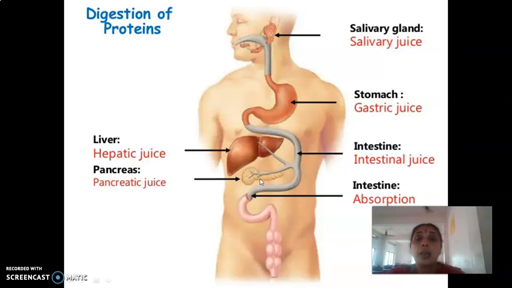The pancreatic juice has to be secreted. The pancreatic juice will be secreted. But again, we have been told that the proteolytic enzymes are all highly hazardous substances, because if they come into contact with our intact proteins, that is, the body itself is made up of proteins.